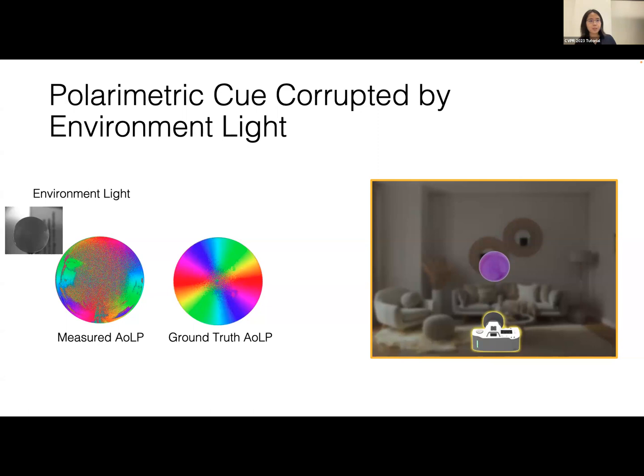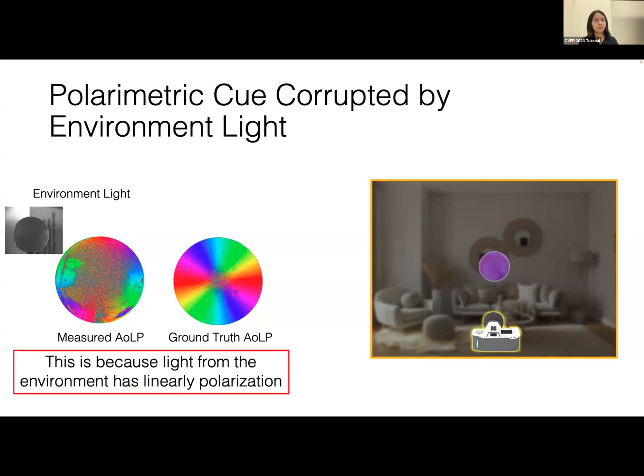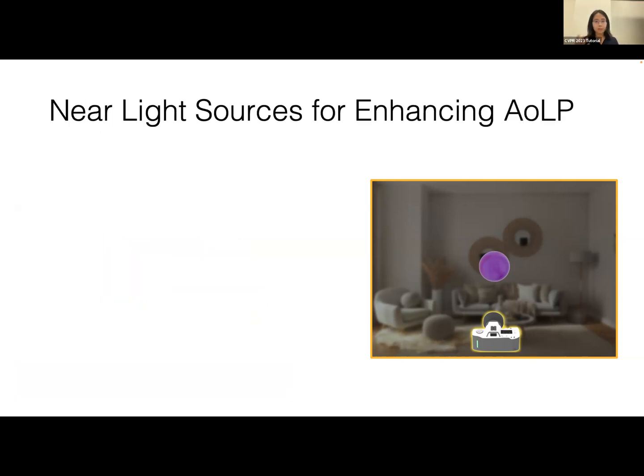So the polarimetric cue is corrupted by the environment light. Why is that? This is because light from the environment has an uncontrolled polarization state, and especially the linear polarization states corrupt the polarization cue that we want. The reason the light from the environment has this linear polarization is that reflection from any surface may introduce polarization to the light, although the light from the light source is unpolarized. So to overcome this challenge, we use near light sources which give out unpolarized light for enhancing this angle of linear polarization map.